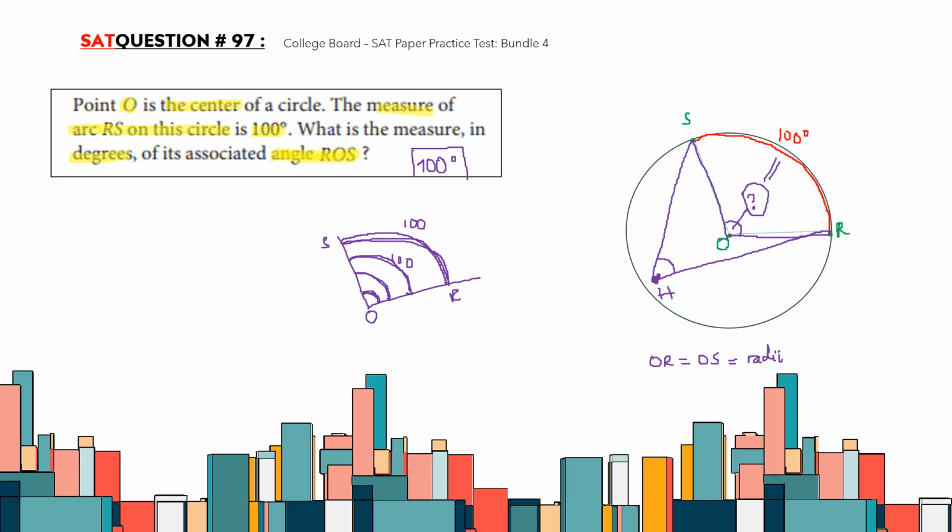But in this case, it's really nice because O is the center, so it is the same. The inner angle is the same as the arc measurement. Angle ROS has the same measurement as arc RS.